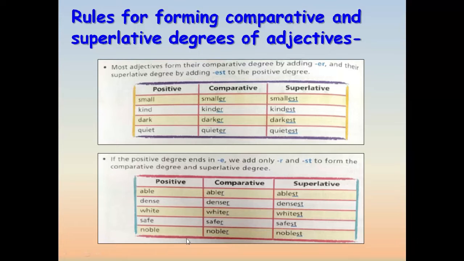More examples of this kind are dense, denser, densest; white, whiter, whitest; safe, safer, safest; noble, nobler, and noblest. See, in all these words, the adjective in the positive degree already has an E, so we are not adding another E. We'll move on to the next rule.